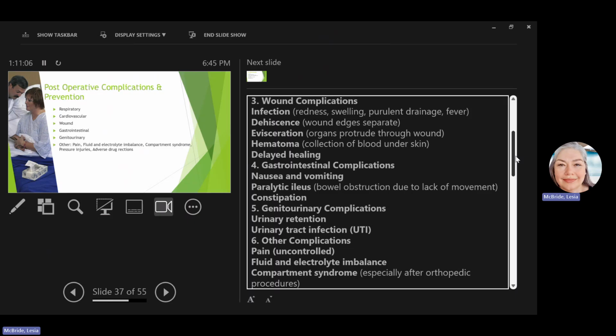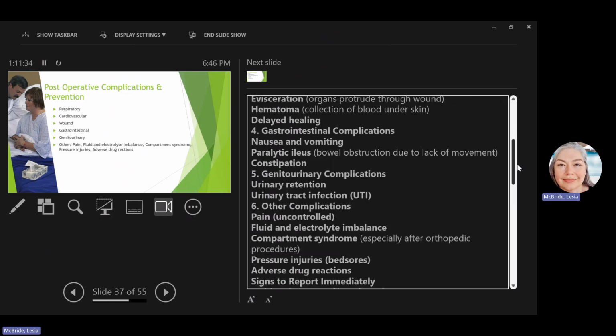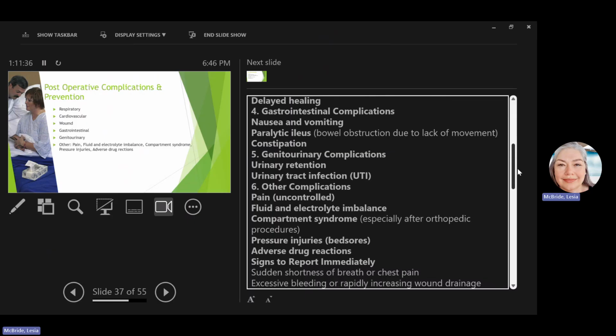Now, evisceration is further. If we have a stomach wound and we see that the intestines are now protruding through that incision, we need to put a wet saline, sterile saline gauze or sterile water gauze over that tissue and contact the doctor. So we want to keep that moist. Hematoma is that collection of blood under the skin, and of course, delayed healing. Here we have gastrointestinal complications.